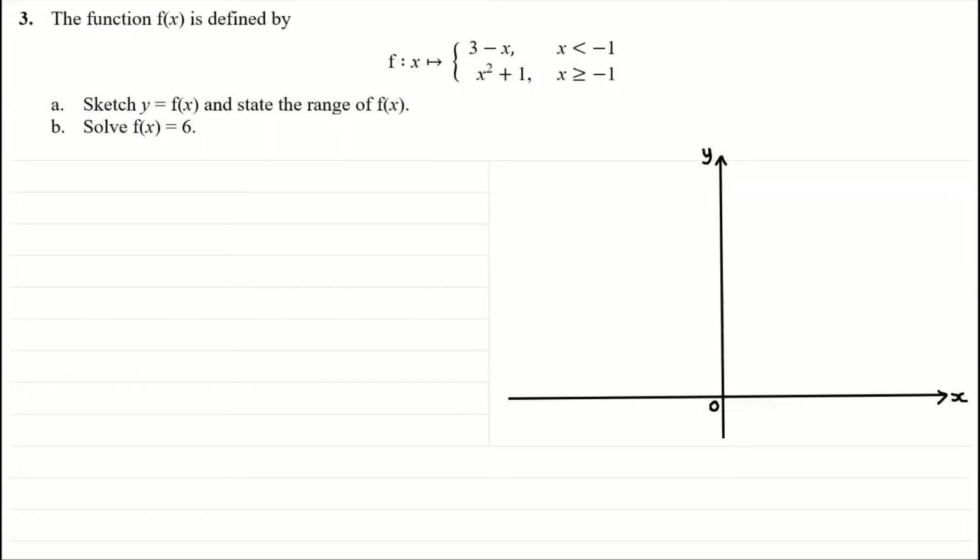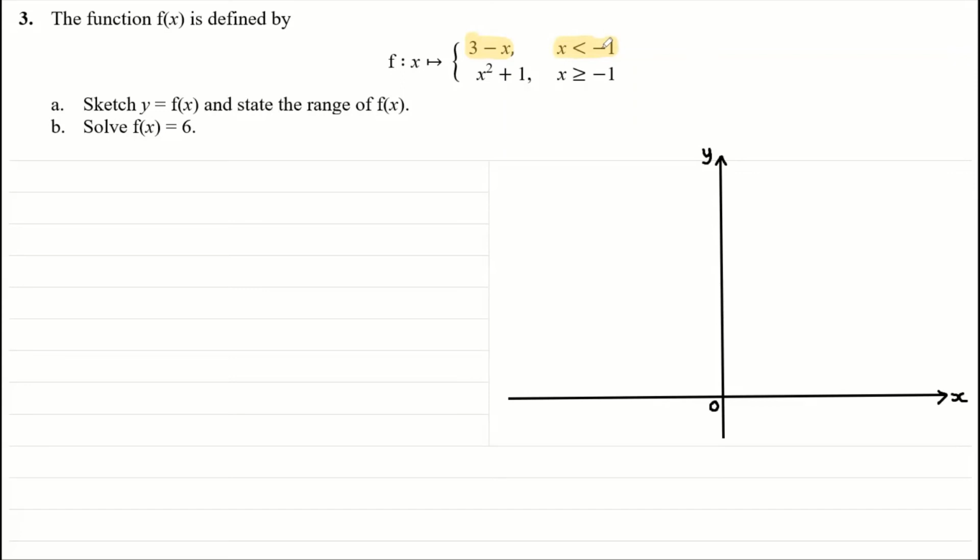Okay, and we're on example 3 now, the final example from this lesson. And we have an unusual looking function here. This is what we call a piecewise function, which has two different rules depending on which section of the real line we're looking at. So it's defined as 3 subtract x, which is a straight line graph, for x strictly less than -1. Well, that's really important.